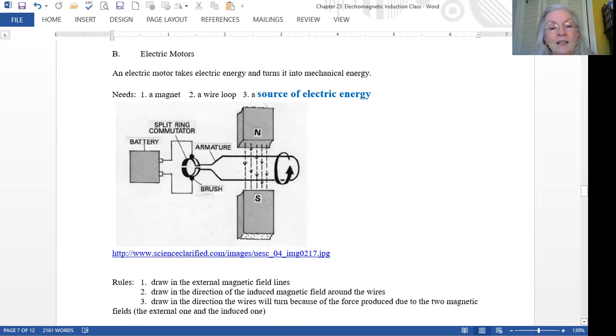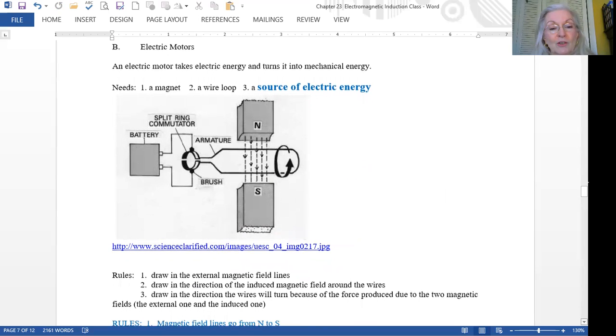So to do this, and as it turns, it creates electricity in the wire. I'm sorry, the motor has electricity in the wire, and as it turns, the magnetic field around the wire interacts with the outside magnetic field. That's what makes the motor turn.